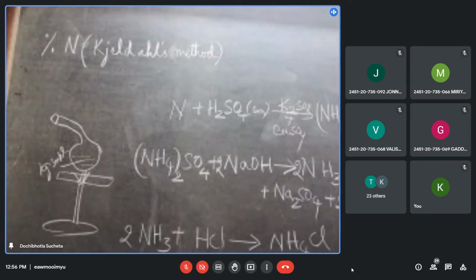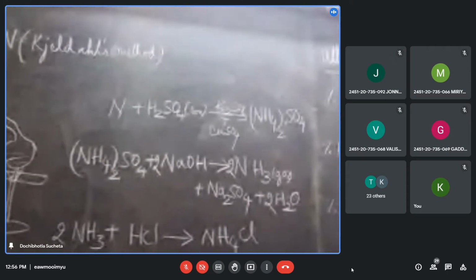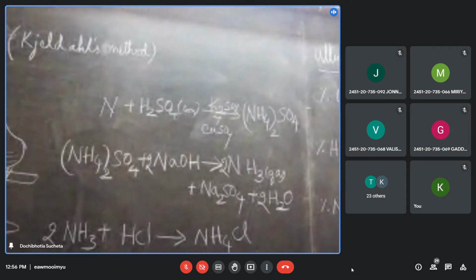Okay, and then I'll start heating it. What will happen? Nitrogen that is present in the coal sample will react with sulfuric acid to form ammonium sulfate. Now that reaction is catalyzed by potassium sulfate and copper sulfate. Okay, now the formed ammonium sulfate can't be estimated just like that.